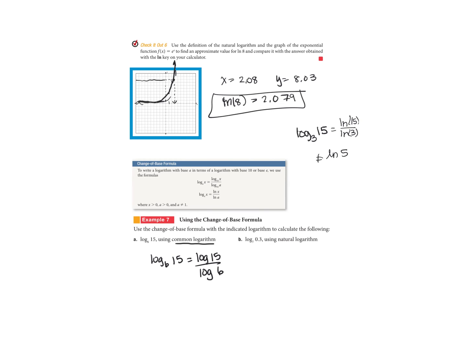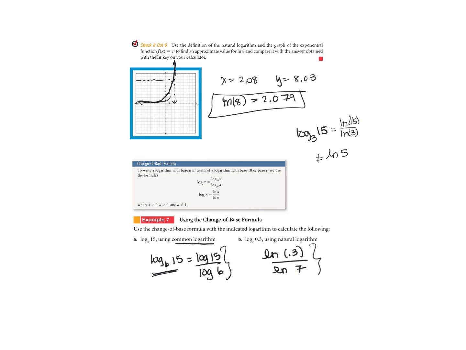The log base 7 of 0.3 using the natural log is the natural log of 0.3 over the natural log of 7. Right? So these are numbers that you can calculate with any kind of standard scientific calculator. This typically is not done on any standard scientific calculator, although a lot of the newer calculators will do this.